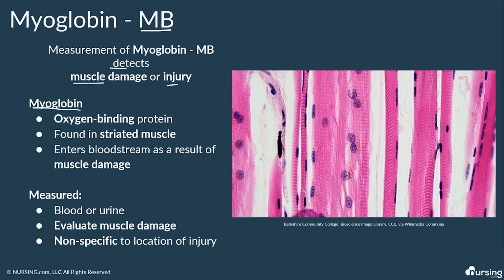Myoglobin is interesting. Doesn't it sound a lot like hemoglobin? Well, they have some really similar properties. It's an oxygen-binding protein, and it's found in striated muscle, like this that you can see here. It enters the bloodstream only as a result of muscle damage. It's measured via the blood or the urine to evaluate for that muscle damage. However, it's non-specific to location of injury. There are other lab values that are more specific.